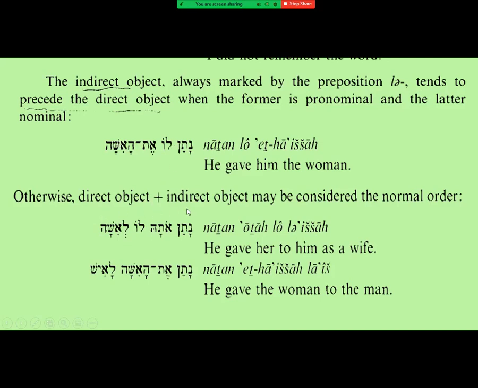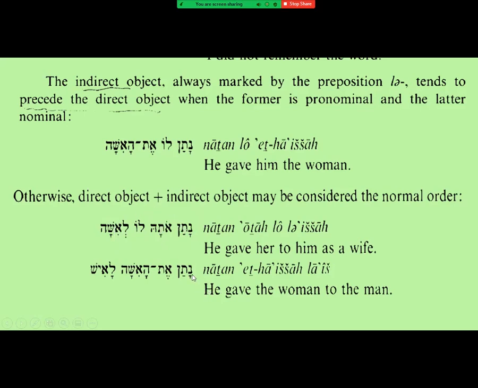Otherwise, a direct object and indirect object may be considered in the normal order. So Natan is he gave. Isha, that is a wife. Lo, to him. La'isha. I messed that up, didn't I, over here? Sorry. Natan ota, he gave her, this is the her part, sorry. He gave the woman to him, to the wife.